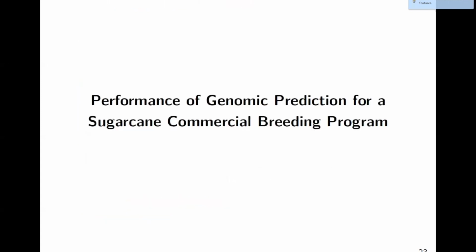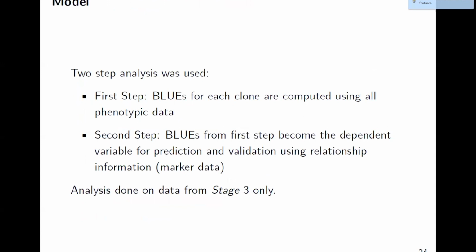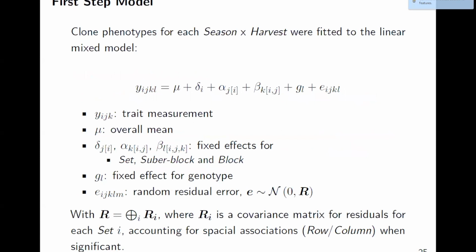Okay, so I'm going to show the first results, which are genomic prediction for clonal prediction. Let me just explain what we did. Basically, we did a two-step analysis. In the first step, we got BLUEs based on the raw phenotypic records, and then used those BLUEs in the second step as our phenotype to do the predictions together with the markers and pedigree information. We are using here only data from stage 3.